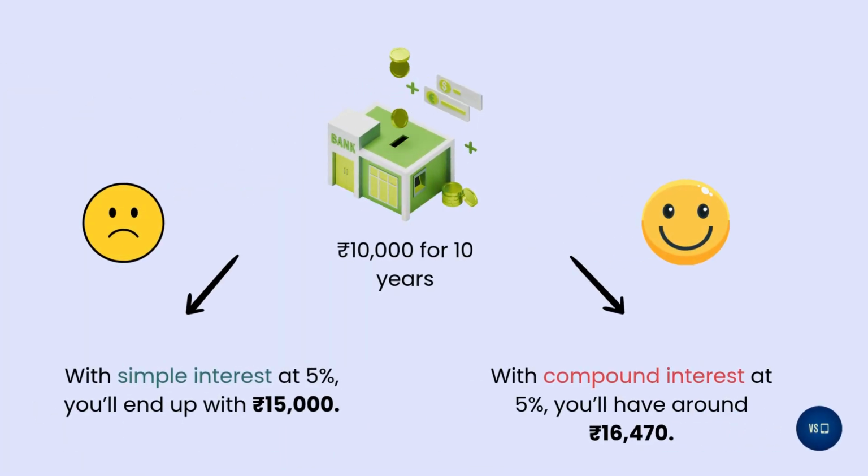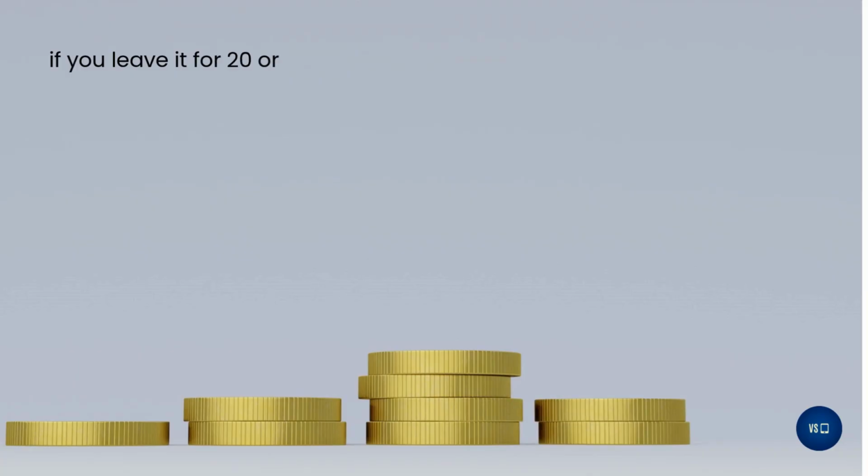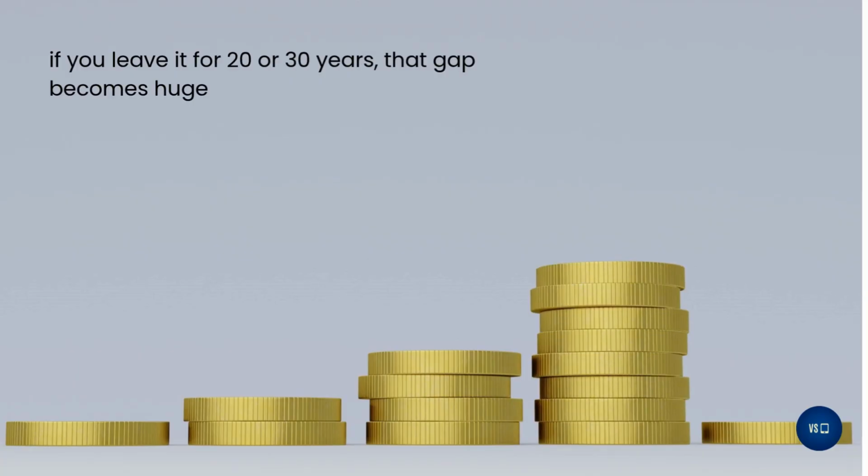Let's say you invest 10,000 for 10 years. With simple interest at 5%, you will end up with 15,000. With compound interest at 5%, you will have around 16,470. That 1,470 extra just by letting time do its thing. And here's the real kicker, if you leave it for 20 or 30 years, that gap becomes huge.